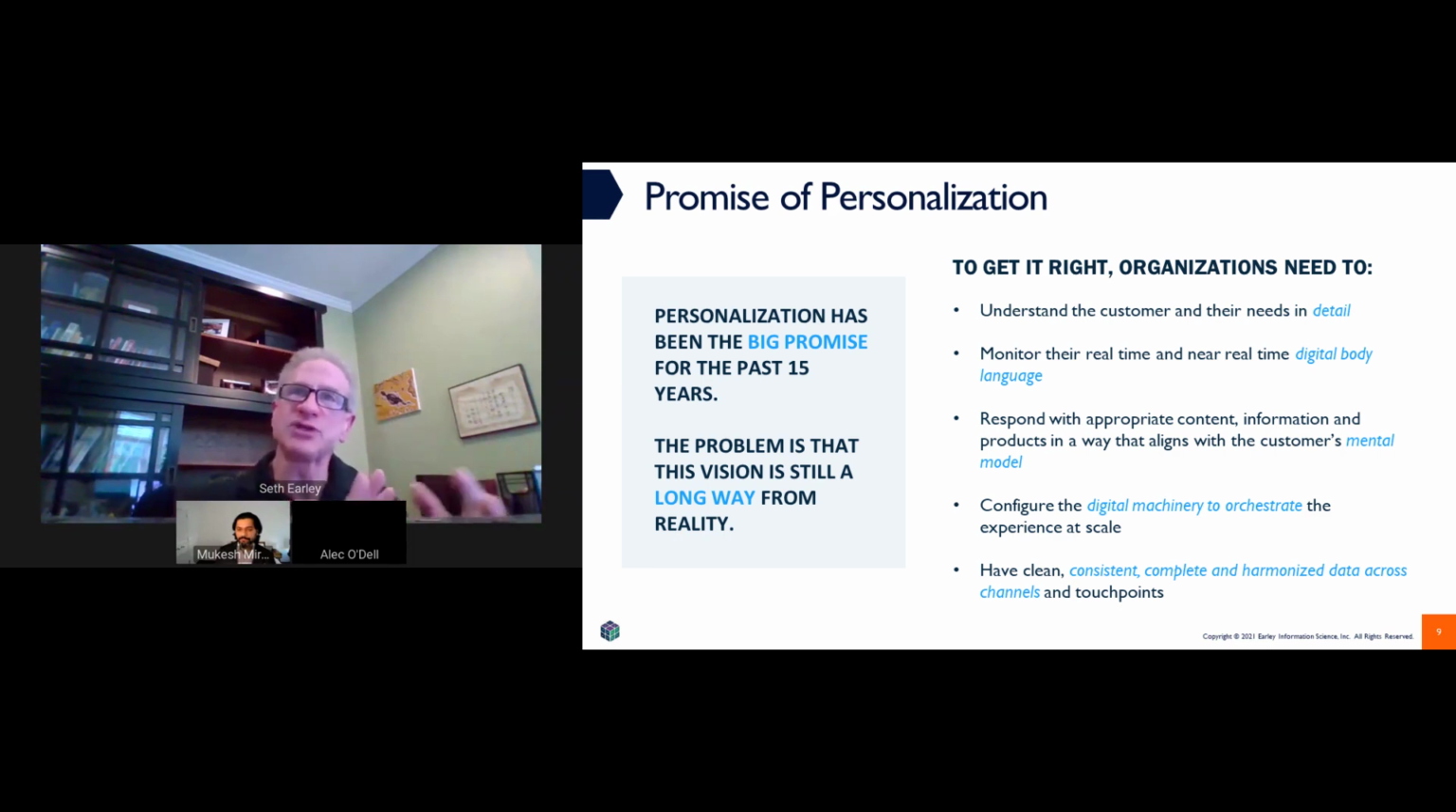We need to be able to understand how users go about their work, how they go about solving their problem, and what those needs are. And that comes from personas, use cases, scenarios, and so on. And then, of course, we have to have the digital machinery. A lot of times people are doing this through acts of heroics, right? But acts of heroics do not scale. So we need to build the systems and the processes and the digital machinery that's going to allow us to orchestrate this at scale. And of course, in order to do this, we have to have consistent data.